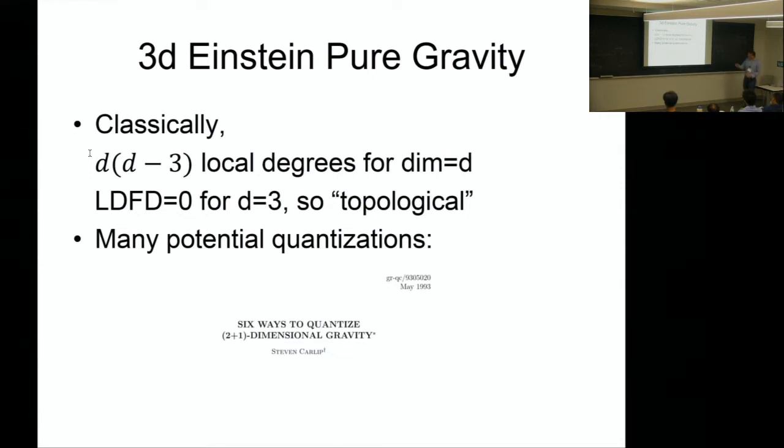And also, if you look at the literature, there are many, many different ways to quantize 2+1 gravity. There is even a paper on six ways to quantize 2+1 gravity. The question is, we don't really have a criterion to select which one is correct. And there are two recent, very substantial quantizations also related to this. So there are lots of ways to quantize 2+1 gravity.